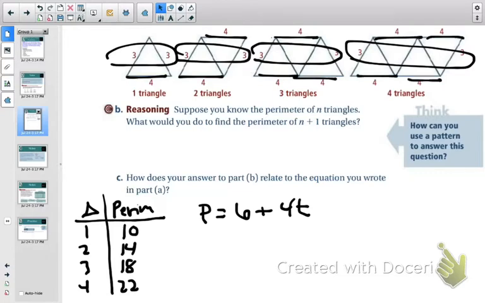Okay. Now this says, suppose you know the perimeter of n triangles. What would you do to find the perimeter of n plus 1 triangles? Well, if you know the perimeter of some number n, to get 1 more triangle, you just have to add on 4 more. So you just do n, whatever the perimeter is, plus 4.